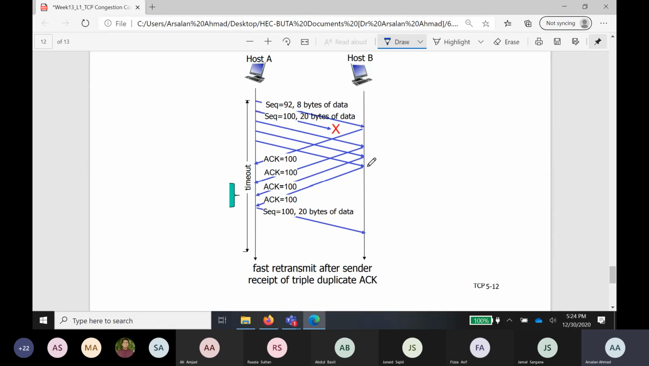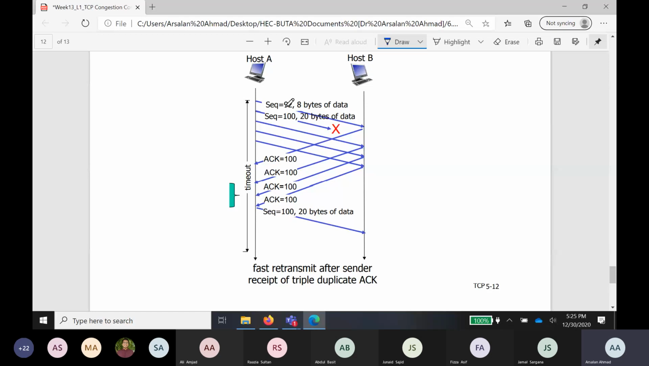It will buffer all these segments, because like selective repeat, it buffers out-of-order segments and does not discard them. But like GBN, it only sends cumulative acknowledgement. So if there is a gap over here, the acknowledgement after receiving this segment, and this segment, and this segment would be ACK of 100. So that is a duplicate acknowledgement; this is the original acknowledgement.